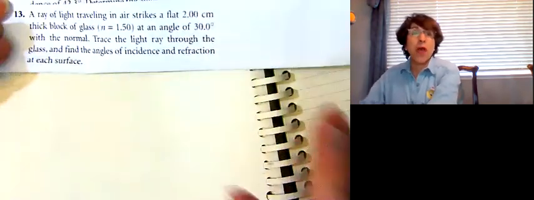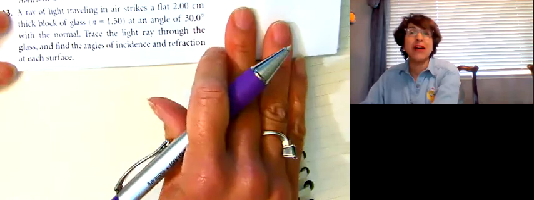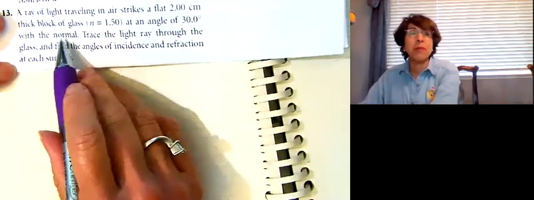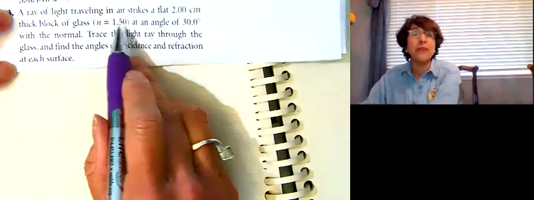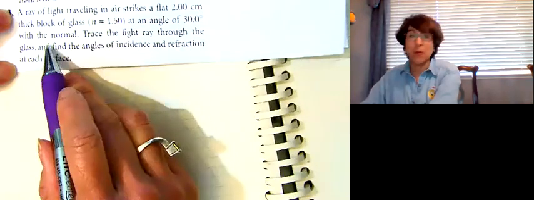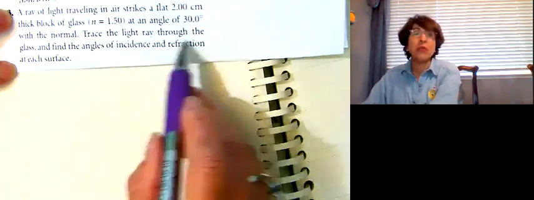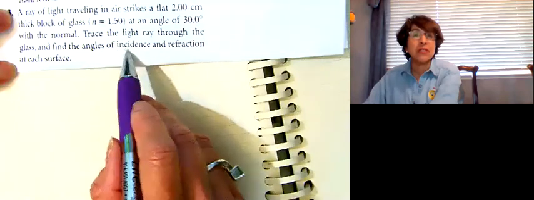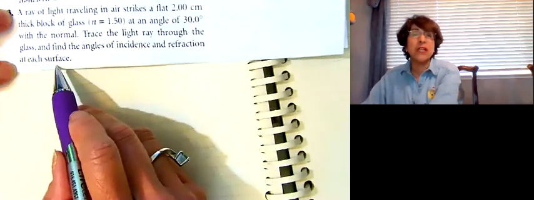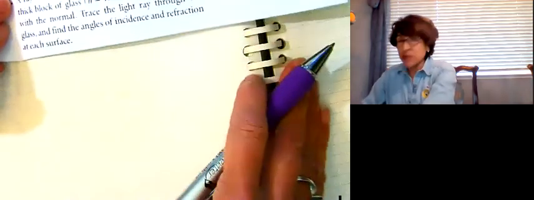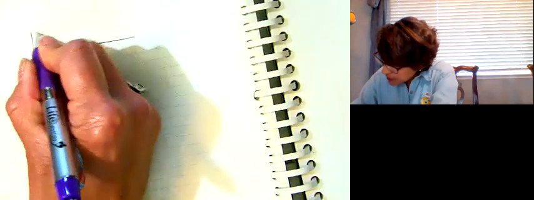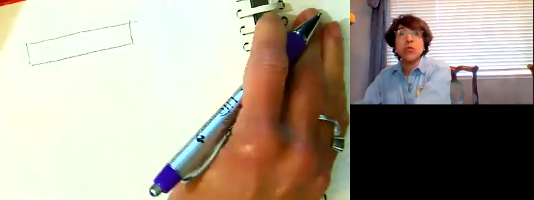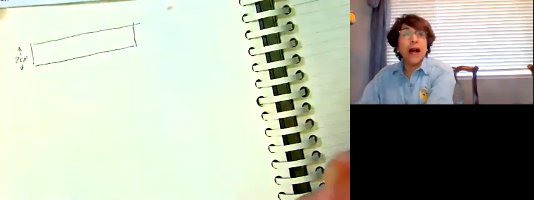A ray of light traveling in air strikes a flat 2 centimeter thick block of glass. And they tell you the index of refraction for the glass is 1.50 at an angle of 30 degrees with the normal. Trace the light ray through the glass and find the angles of incidence and refraction at each surface. So they're like at each surface. So I better draw something here. This is my block of glass. And this is supposed to be 2 centimeters. Okay, from here to here is 2 centimeters. Obviously not drawn to scale.